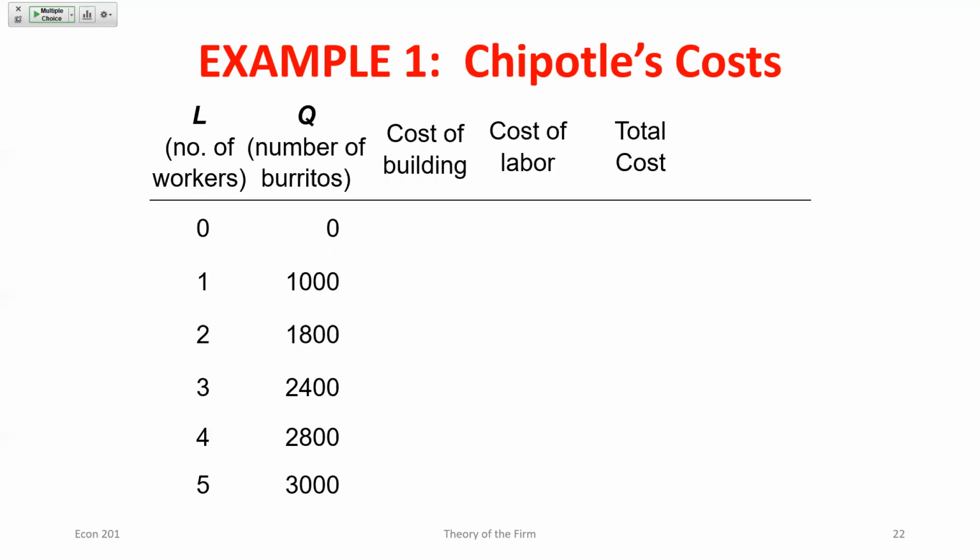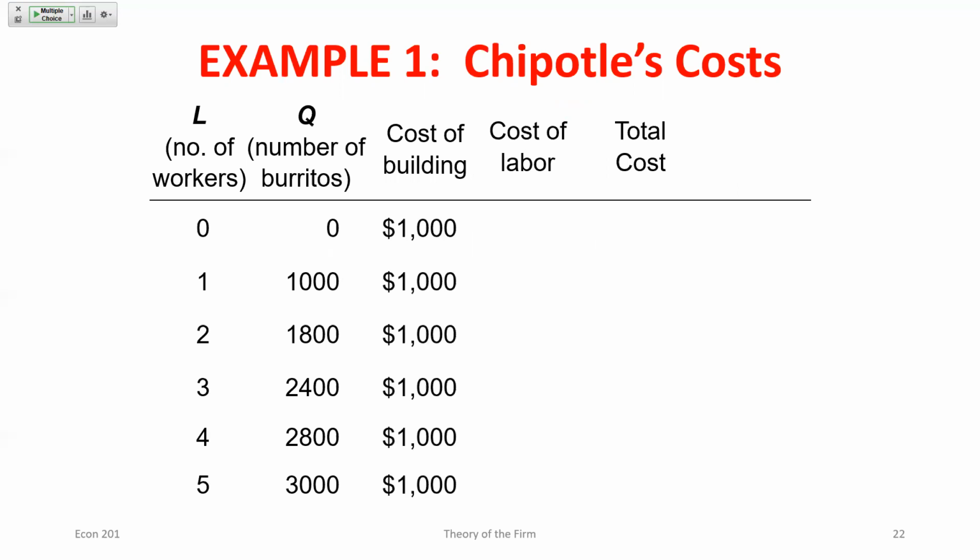So let's start calculating costs at each one of these numbers of workers I can hire. This first worker adds 1,000 burritos to production, and I only have to pay $2,000. It doesn't matter how many workers I hire. The cost of the building is always the same. If I have one employee or 5, I still have to rent that space, right?